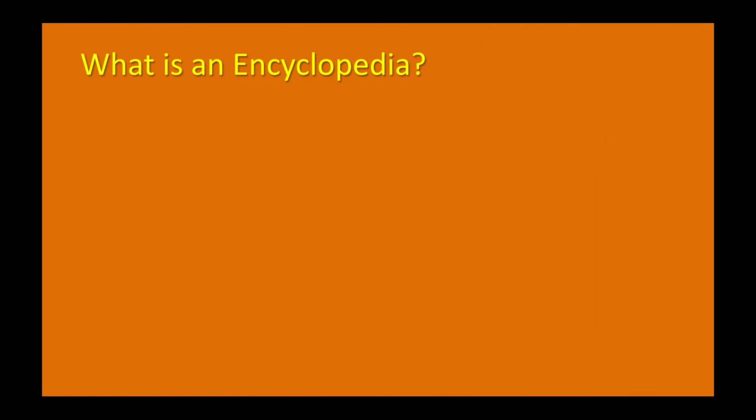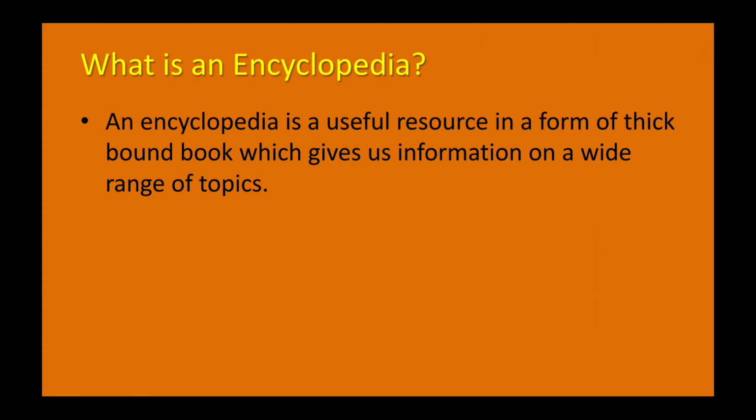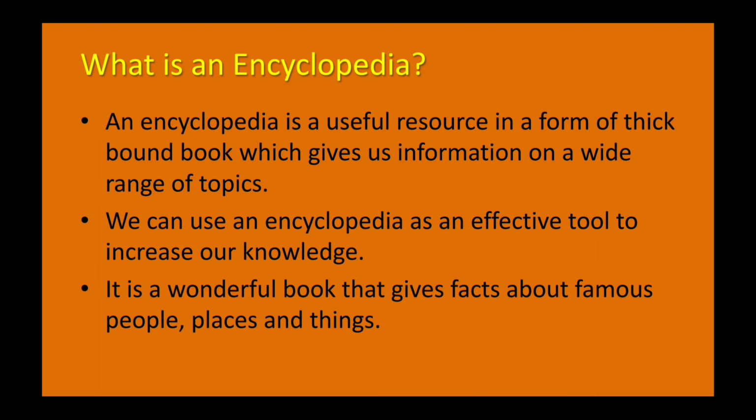What is an encyclopedia? An encyclopedia is a useful resource in a form of thick bound book which gives us information on a wide range of topics. We can use an encyclopedia as an effective tool to increase our knowledge. It is a wonderful book that gives facts about famous people, places, and things.